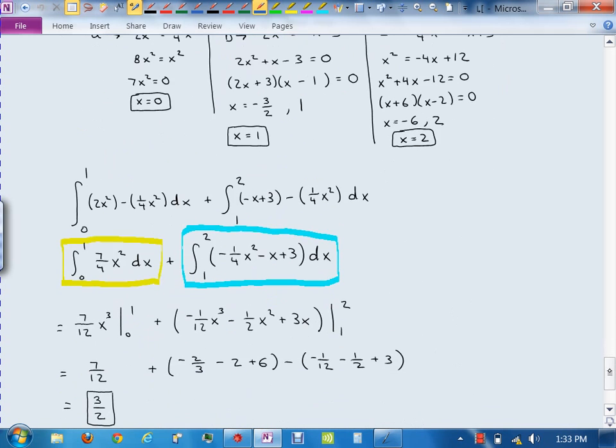And now here are my two integrals. So I went from 0 to 1. That gives me the yellow region. It was the top minus the bottom, which is this. Then from 1 to 2, that's the second little part of the picture, the blue part, and then the top and bottom. And then you work those out and you get 3/2.